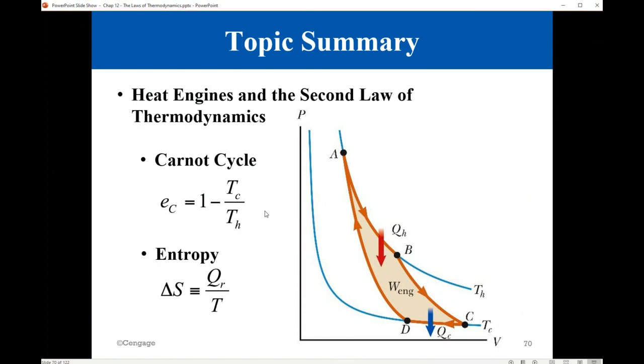Then we learned about the cyclic process and the Carnot cycle. We learned that the Carnot cycle is an ideal reversible cycle. It sets the upper limit for the efficiency, and still this upper limit is always much less than 1. The last thing here we discussed was the entropy. It is defined as delta S equals Q divided by T.